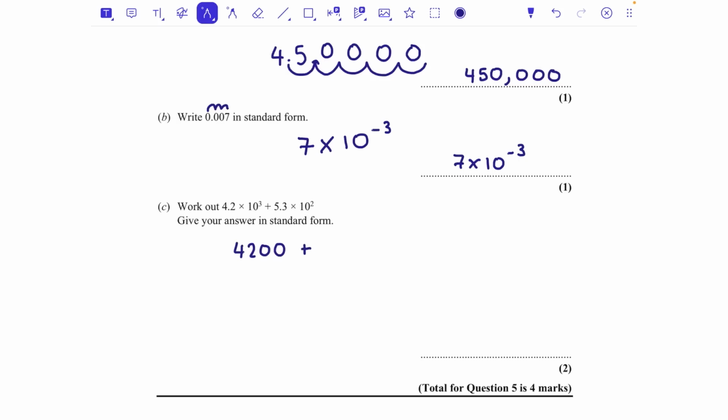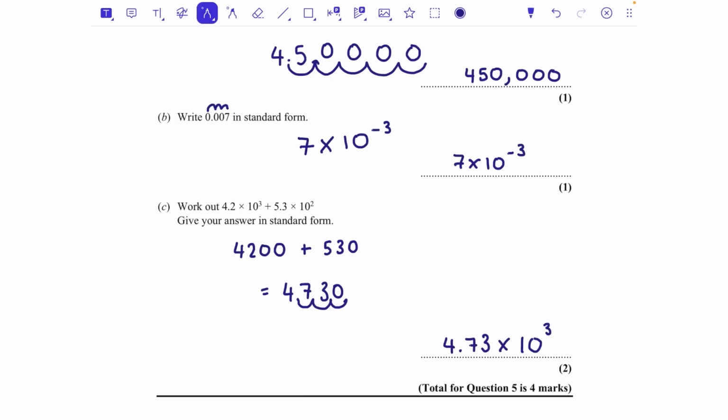Add, and then 5.3 times 10 squared is timesing by 10 again, and that's going to be 530. When we add that together, we get 4,730, and then we can put it back into standard form. Now we know in standard form it needs to be between 1 and 10, so 4.73 times 10 to the power of something, and that's going to be 1, 2, 3, so times 10 to the power of 3, and that would be your answer.